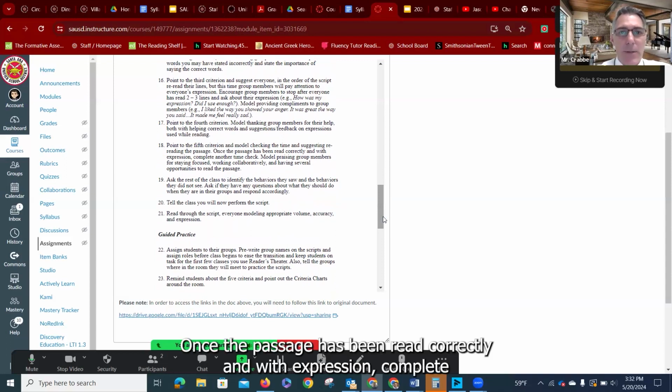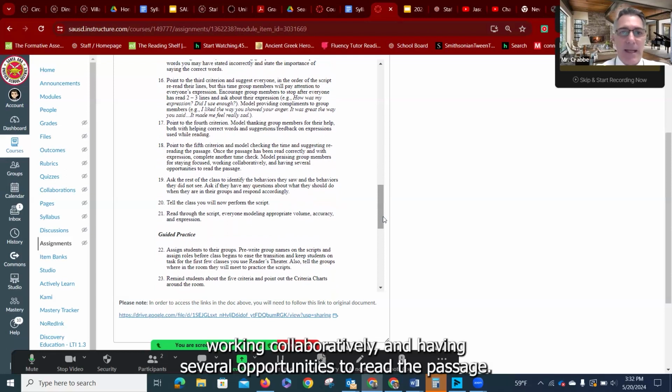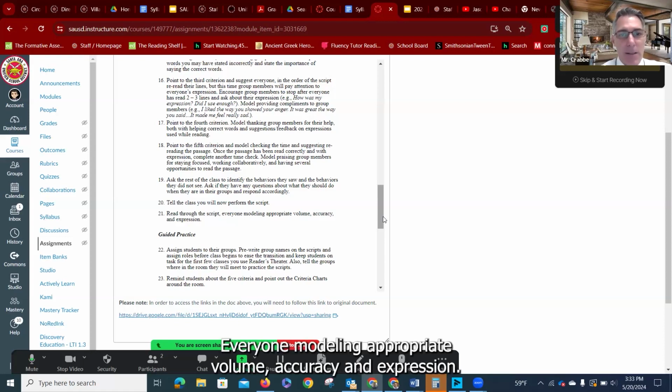Once the passage has been read correctly and with expression, complete another time check. Model praising group members for staying focused, working collaboratively, and having several opportunities to read the passage. Ask the rest of the class to identify the behaviors they saw and the behaviors they did not see. Ask if they have any questions about what they should do when they are in their groups and respond accordingly. Tell the class you will now perform the script. Read through the script, everyone modeling appropriate volume, accuracy, and expression.